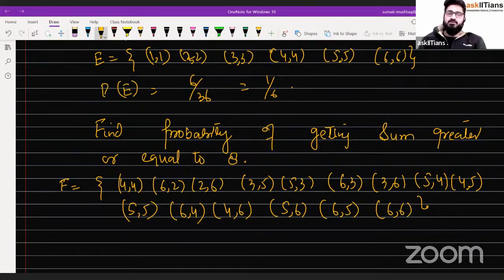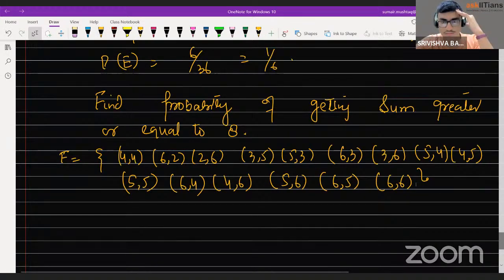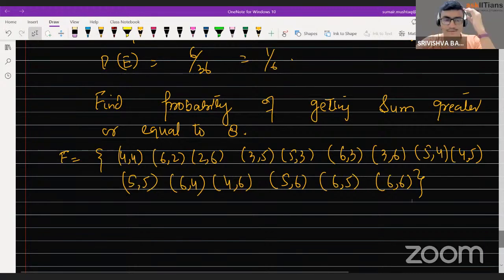How to get 13? 6 7. Sir, 6 by 7. That's cheating. In a die, there is no 7. So the highest possible sum is 12. What is the lowest possible sum? 2.